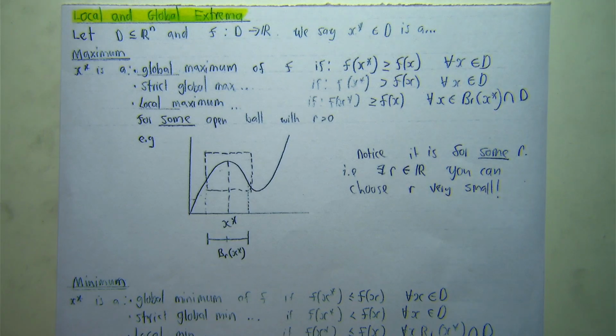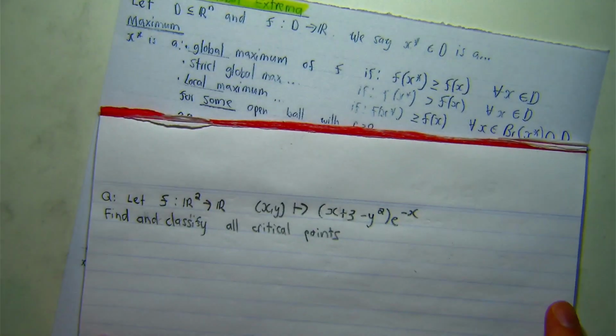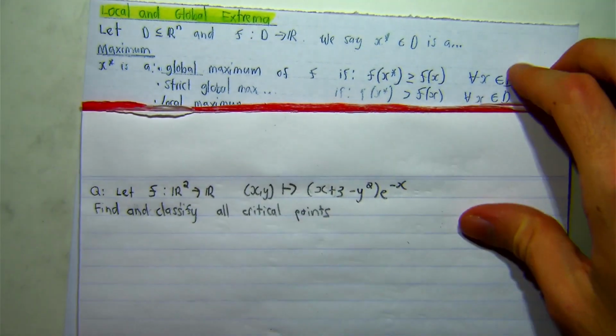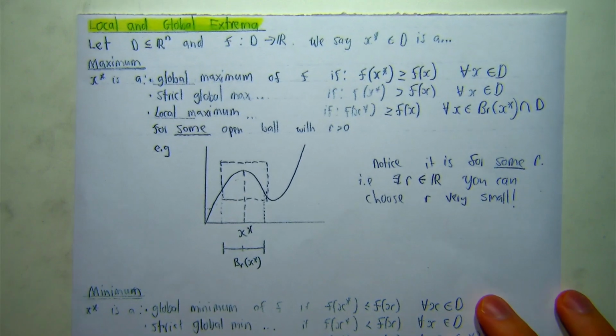Welcome to this video on unconstrained optimization. First, we'll look at what global and local extrema are. Then first order necessary conditions to find these extrema, and then second order conditions to identify if they are maxima or minima. And then I'll go through an example and we'll solve this question together. All right, let's get into the video.